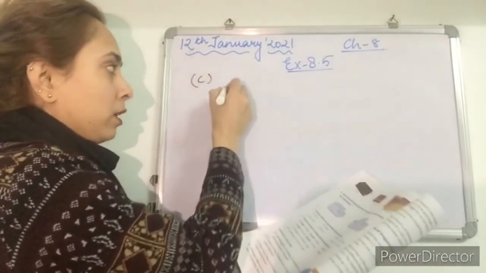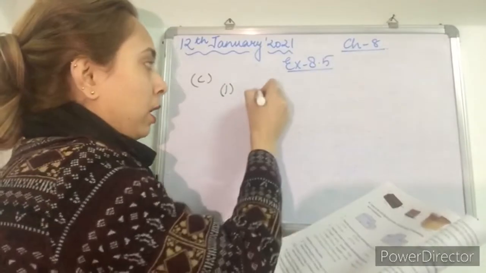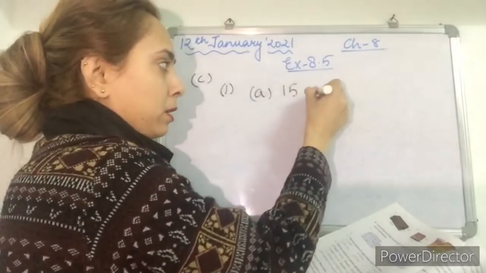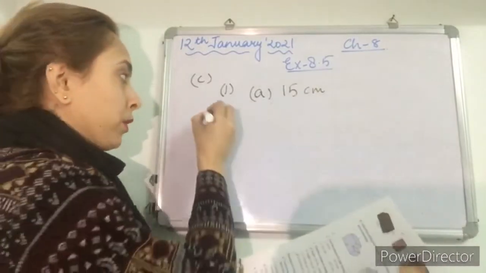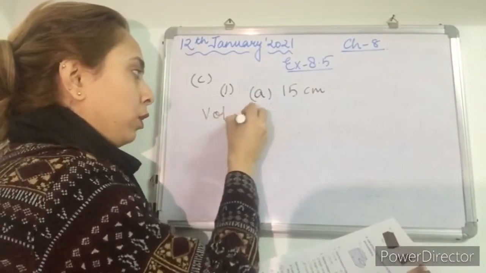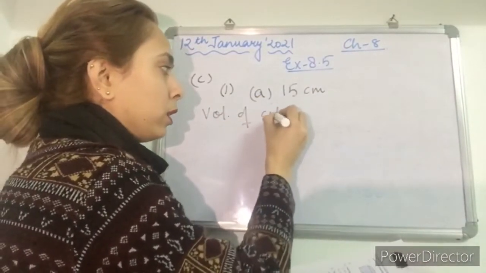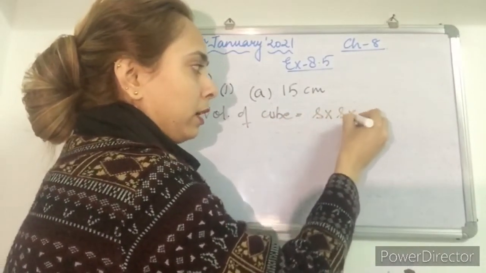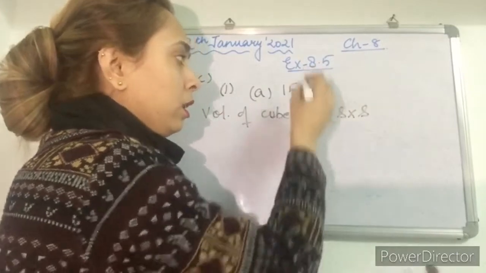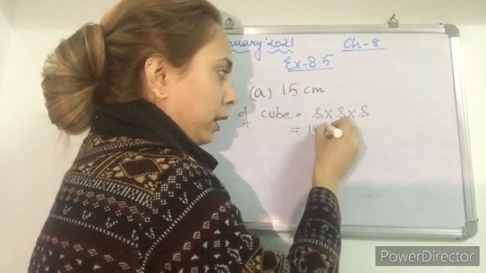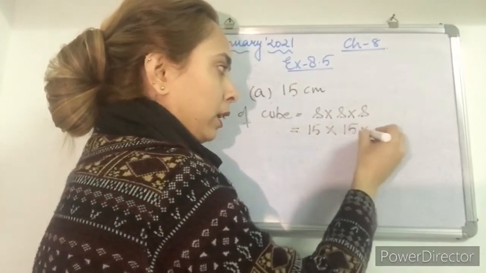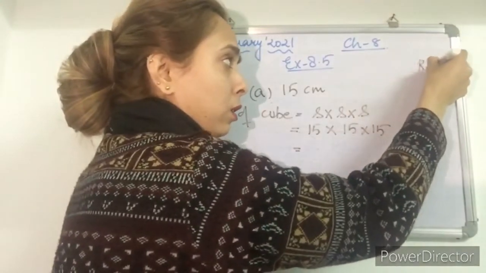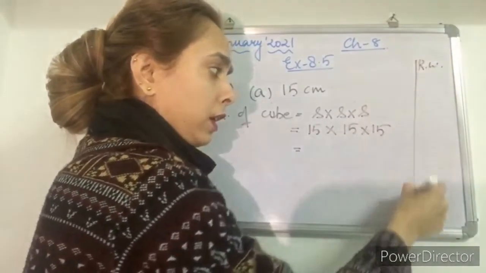So C part, first question is A part, 15 centimeters. Volume of cube. You will write the formula. Volume of cube is side into side into side. So 15 into 15 into 15. So rough work column is very necessary.